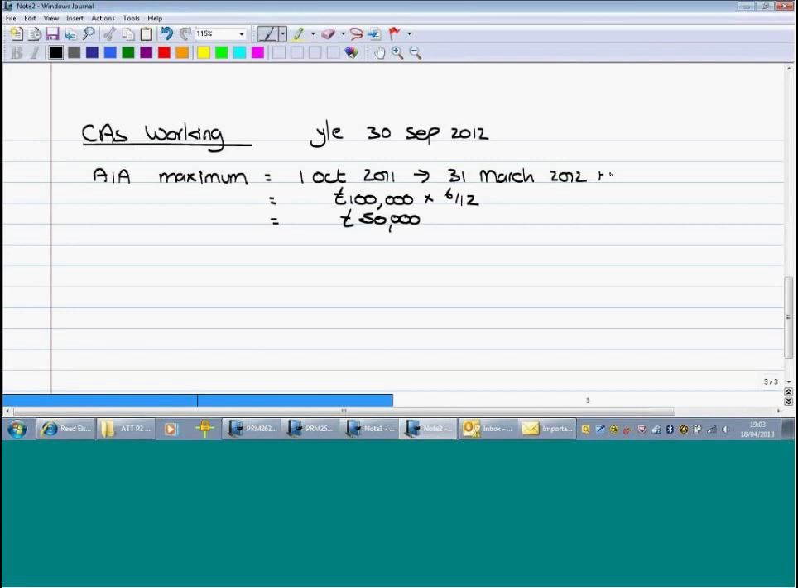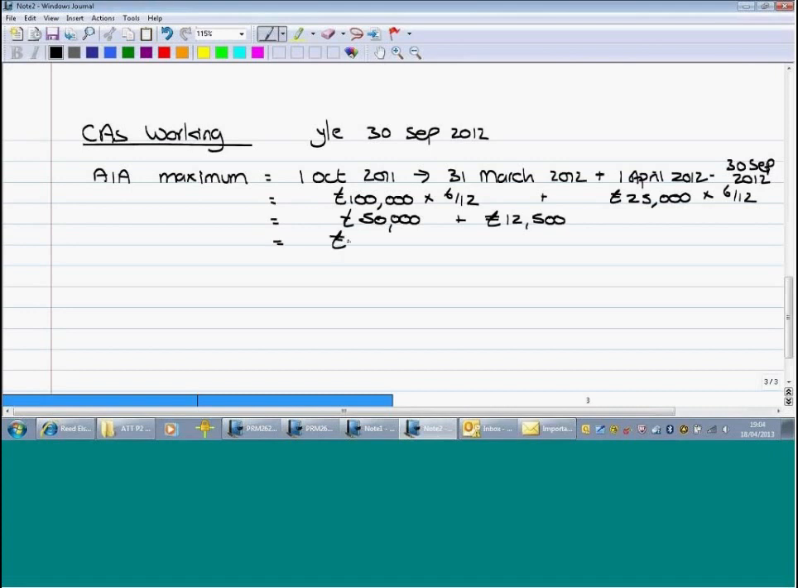In addition to that, we're going to be looking at the time period from the 1st of April 2012 through to the 30th of September 2012. So that's going to be April, May, June, July, August, September. So that's going to be another 6 months. And for that period, the AIA maximum is £25,000 per annum. So we care about 6/12 of £25,000, which gives us £12,500.